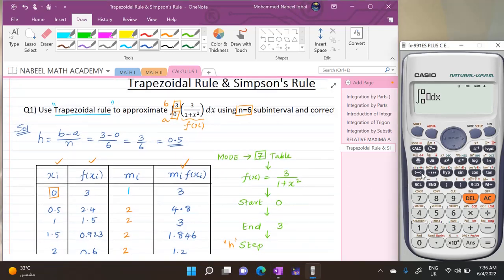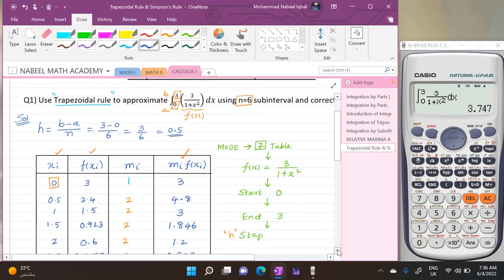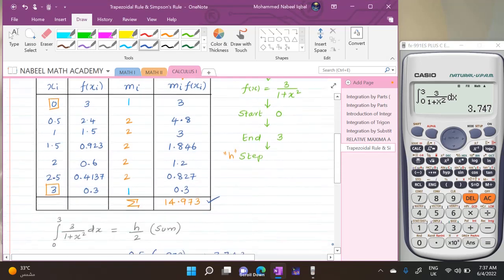So let us check with the direct. So the function will be what here? 3 over 1 plus x square, and the limits are given by 0 and 3. So just press equal. So the answer will be 3.747. It is direct method, and it should be nearer to this value.